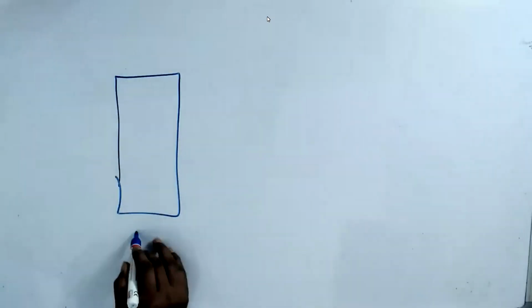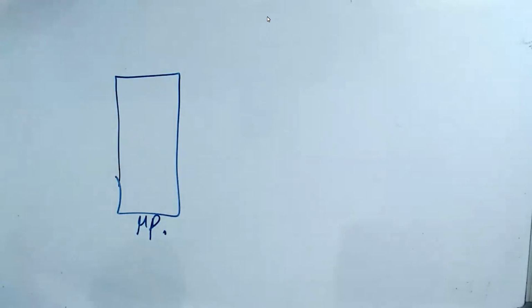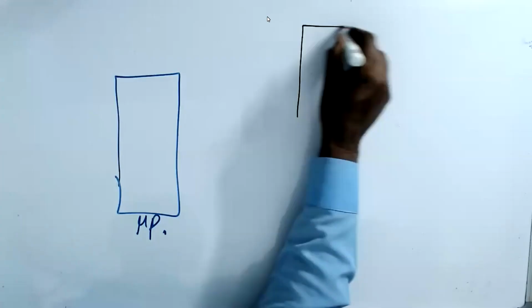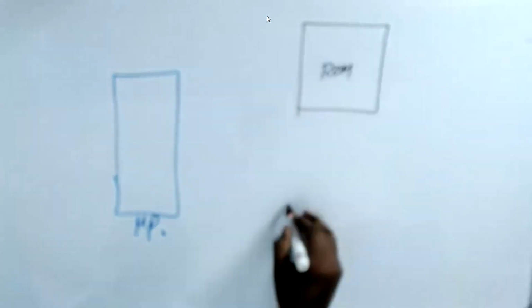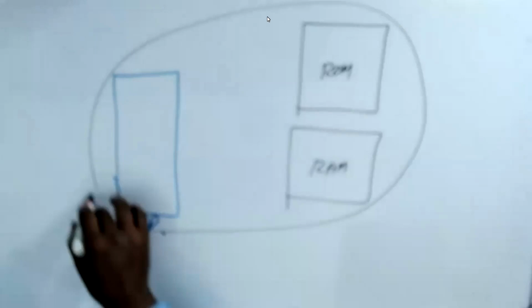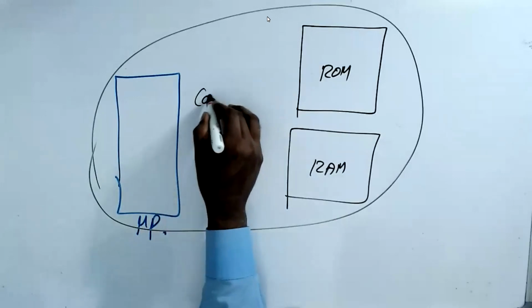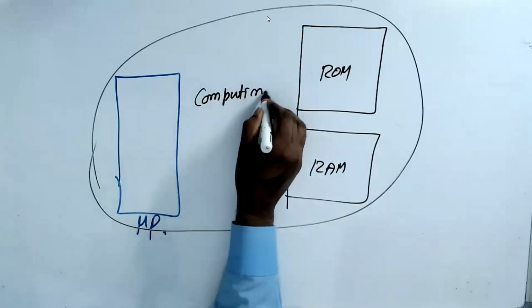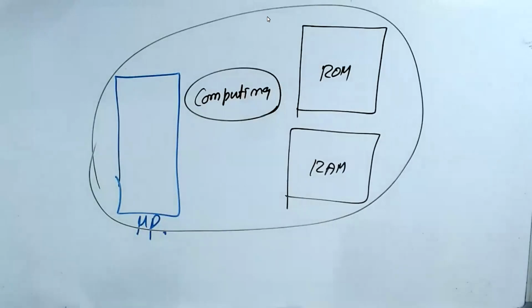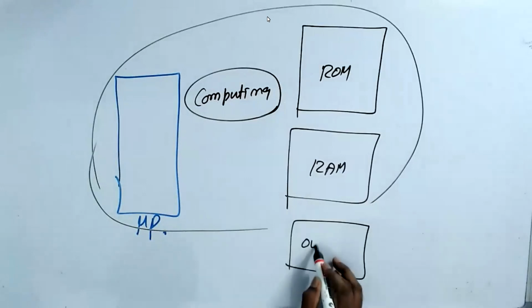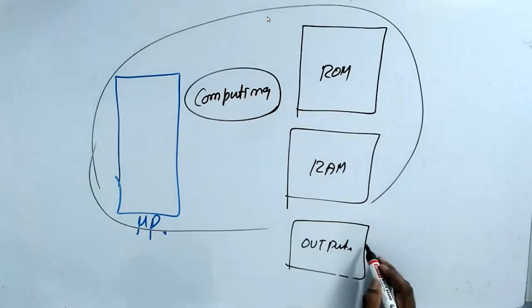In your system right now, it's like this. I have a microprocessor. Then I have a ROM. I have a RAM. These three together are doing computing. Just computing. But we have one more thing called output. This is what talks to the external world.